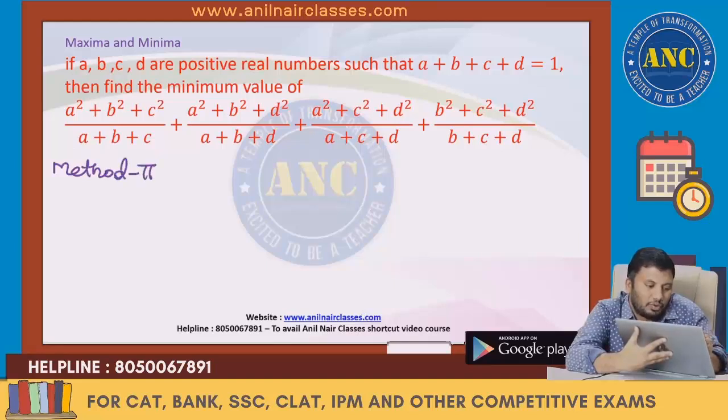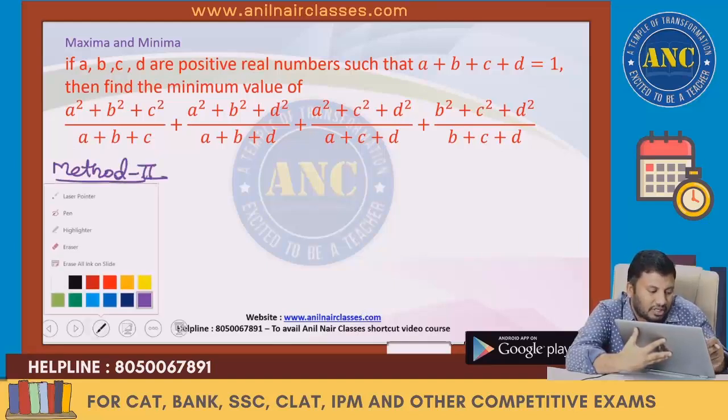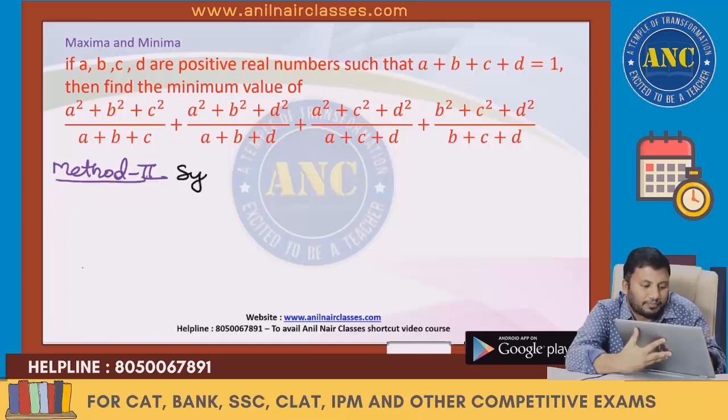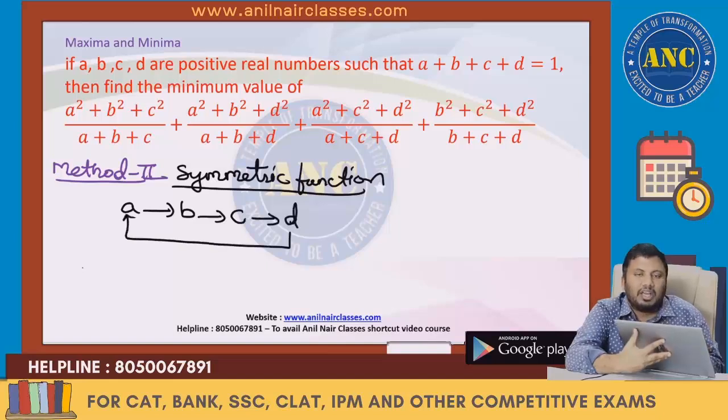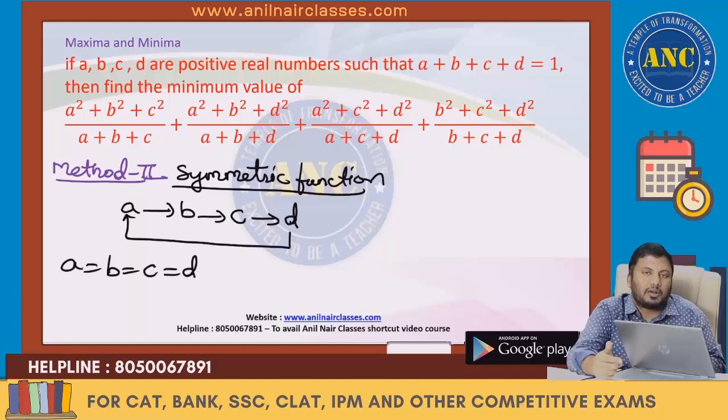Method number 2, which is a symmetric function. This is a symmetric function. In symmetric function, we already discussed symmetric function. A is replaced by B, B is replaced with C, C is replaced with A, D is replaced with A. Answer does not change. In that case, make the variables equal. A equivalent to B equivalent to C equivalent to D.